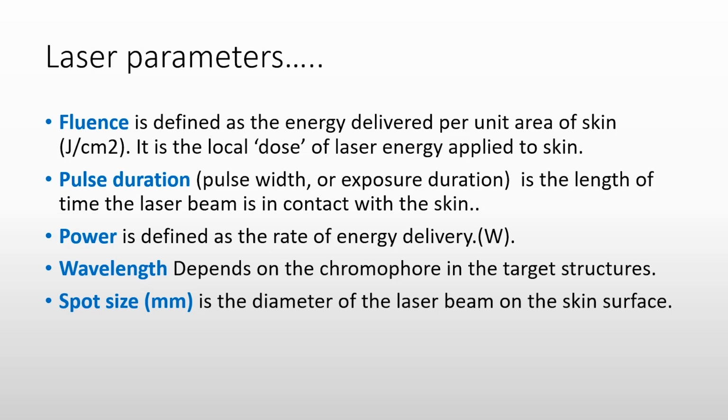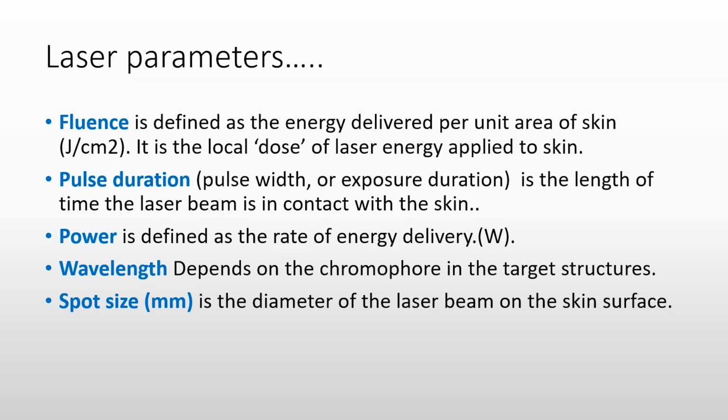Fluence is defined as the energy delivered per unit of skin area. So it is the local dose of energy applied to the skin. The pulse duration, or pulse width, is the length of time the laser beam is in contact with the skin. Power is defined as the rate of energy delivery. Wavelength is dependent on the chromophores in the target structure. And spot size is the diameter of the laser beam on the skin surface.